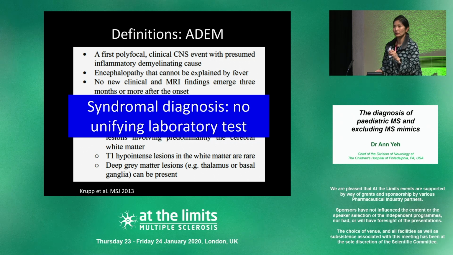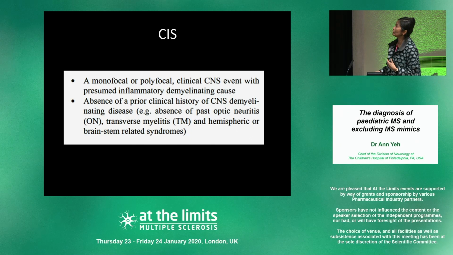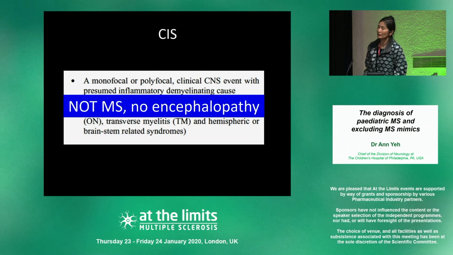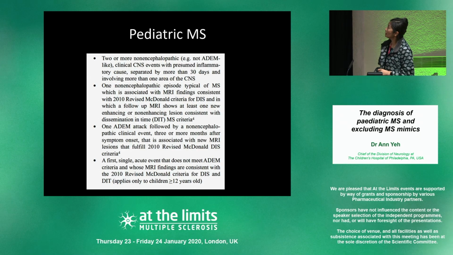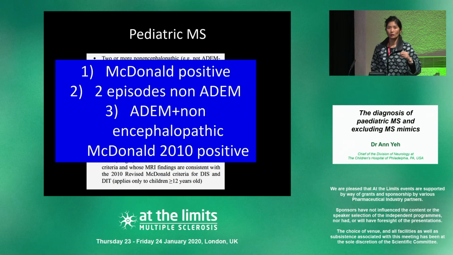And to remind you that acute disseminated encephalomyelitis, as much as we like to use that term as a syndromal diagnosis, and we've learned a lot about that since, but these are really just to put up some definitions for you. Acute disseminated encephalomyelitis is a monophasic condition that was not associated with recurrence and was associated with encephalopathy. CIS is not MS and not encephalopathy, and constituted things like optic neuritis and a brainstem lesion and that type of thing.